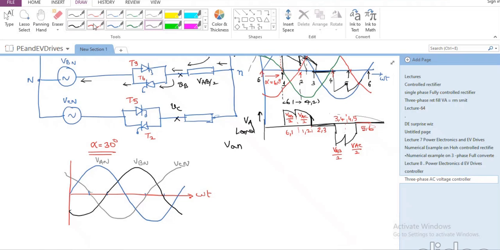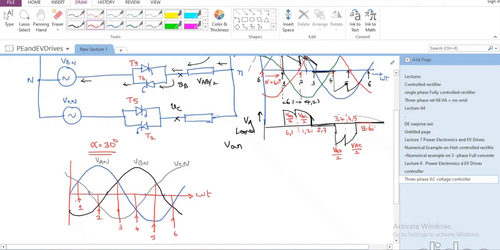Now, let us say I'm talking about alpha equal to 30. So this is where 1 is fired. And if here 1 is fired, I'm going to fire 2 here. I'm going to fire 3 here. I'm going to fire 4 here, 5 here, and 6 here. And again, 1 will be fired there.